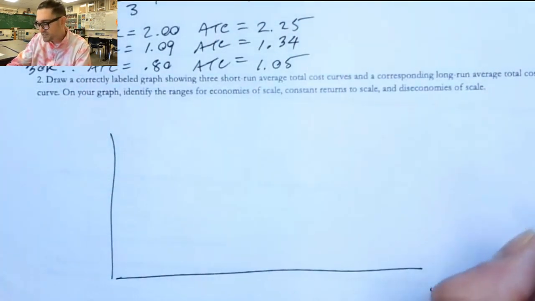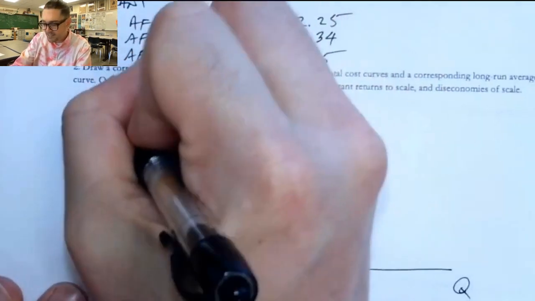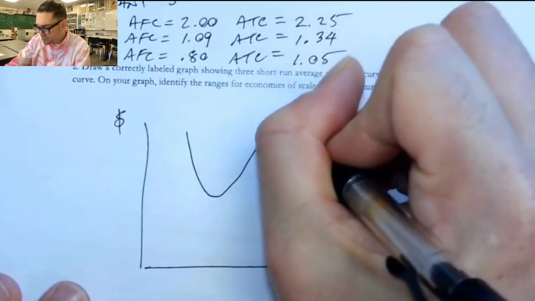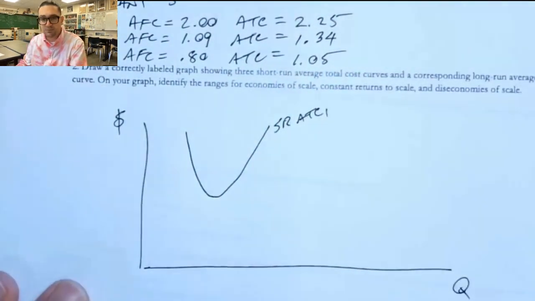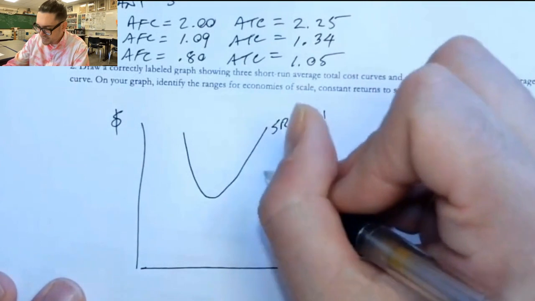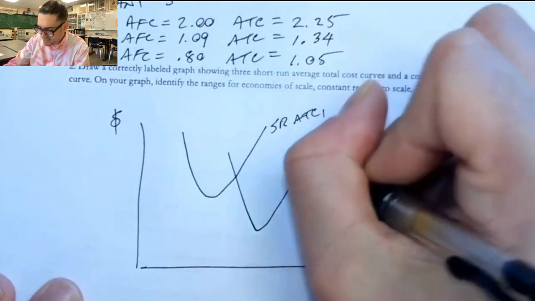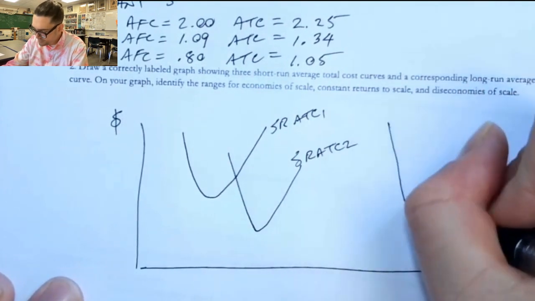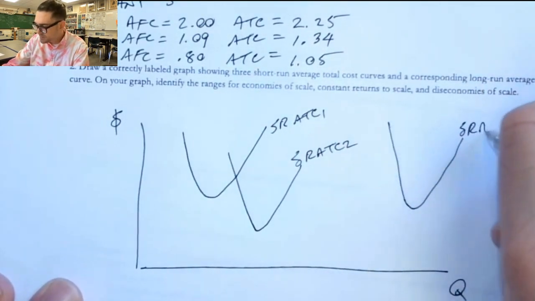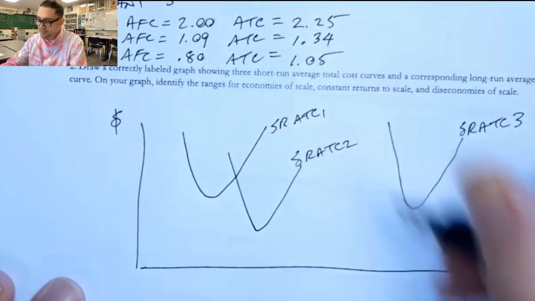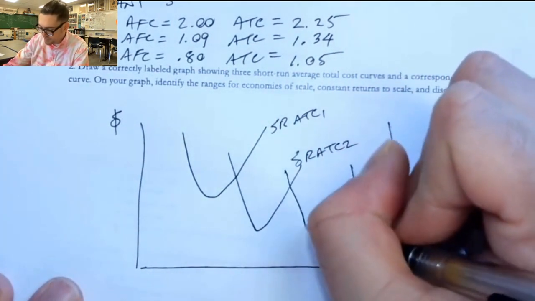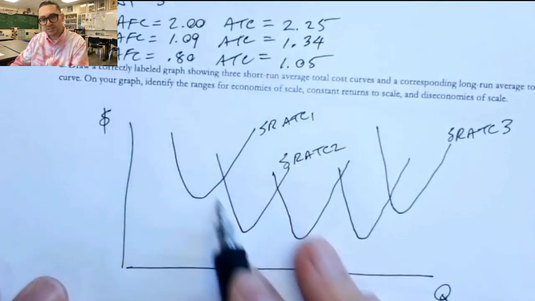So our graph for these is going to have quantity on the horizontal axis and a dollar value on the vertical. And we need at least 3 short-run average total cost curves. So we're going to put SRATC 1 and let's say SRATC 2. And I'm going to put one back way over here because I kind of know how this shape is going to look, SRATC 3. Now, we know that there's probably a lot more of them, right? There's a bunch more, and they're going to kind of look like that. And there's a zillion of them.